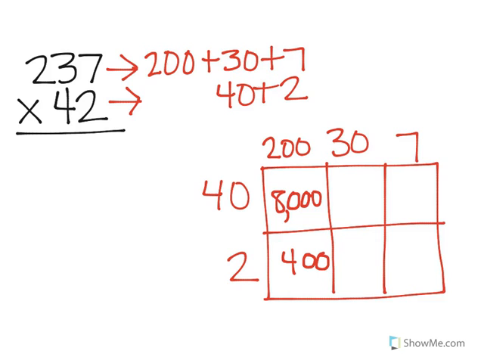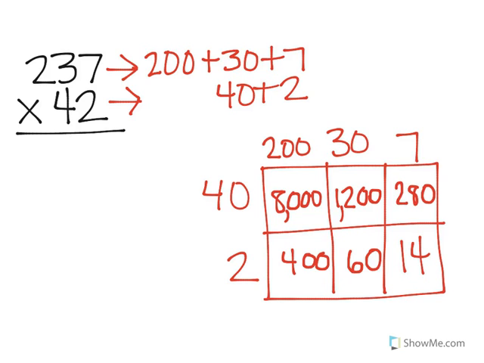Let's go to the next one. 40 times 30, 2 zeros. 4 times 3 is 12, so it gives me 1,200. Let's go below that. 30 times 2, 1 zero. 3 times 2 is 6. Let's go to the top one. 7 times 40, 1 zero. 7 times 4 is 28. And let's go to the bottom one. 7 times 2 is 14.